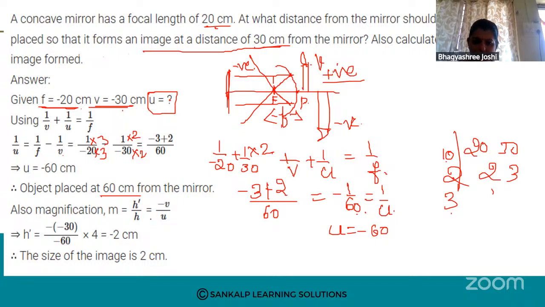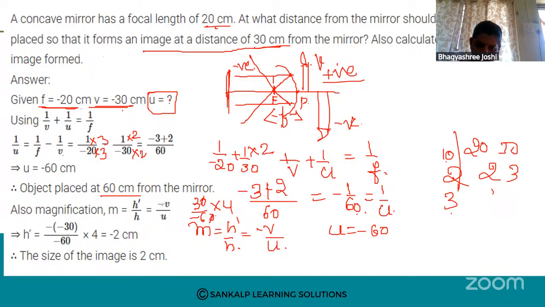Also magnification. Magnification is m is equal to h dash divided by h, height of the image divided by height of the object. If they give height of the image, then you can use this formula, or minus v divided by u. V is the image distance and u is the object distance. Here we know image distance, and also we know the object distance. Image distance is minus of minus 30, minus image distance is minus 30 divided by u is 60 here, right? Minus 60. Minus into minus, it is plus 30 divided by minus 60 into 4.